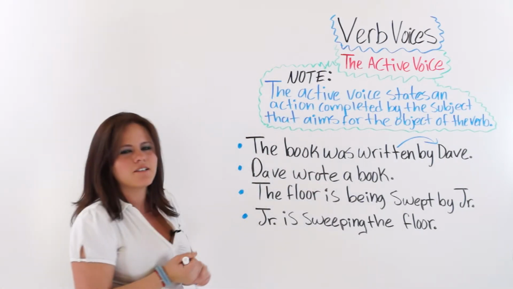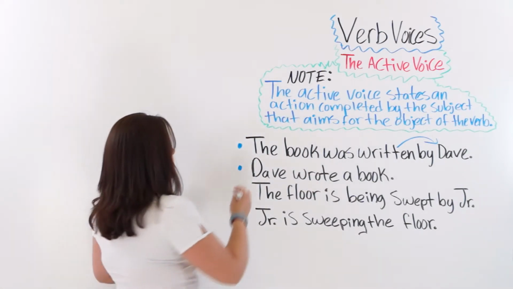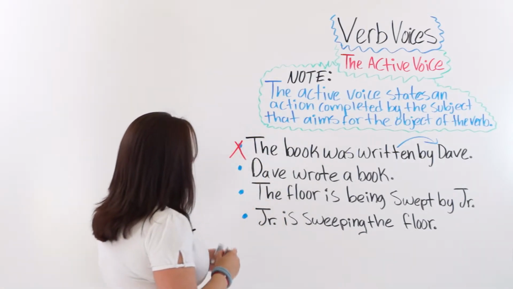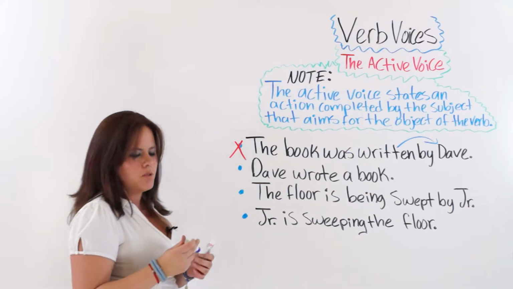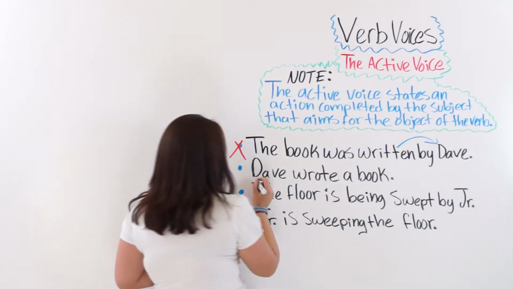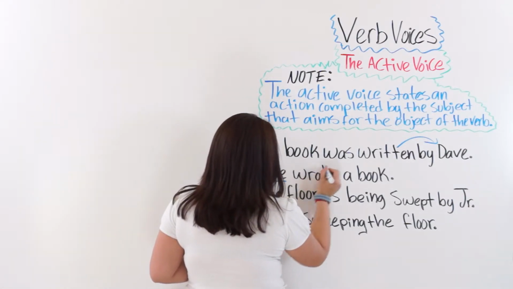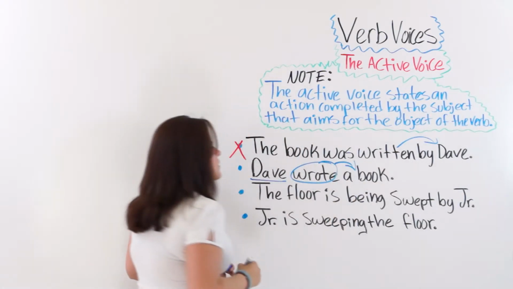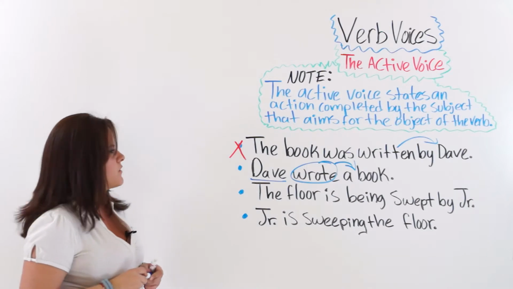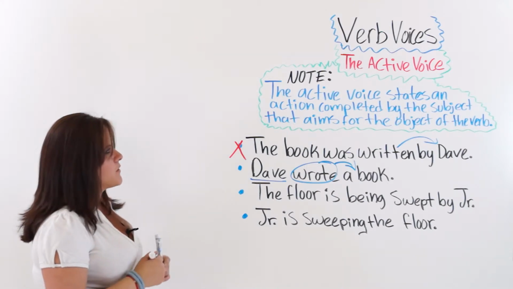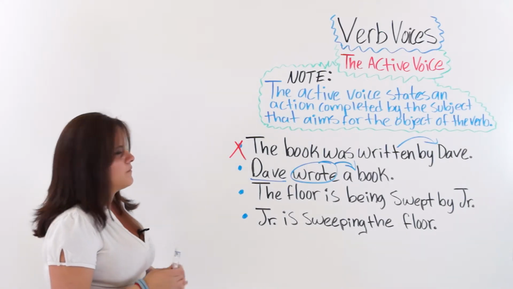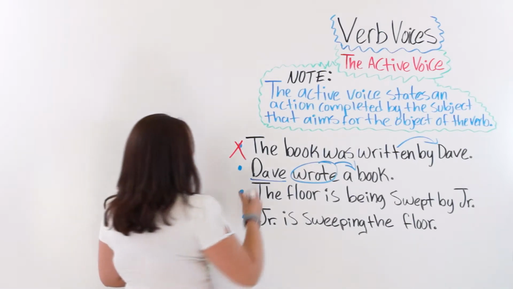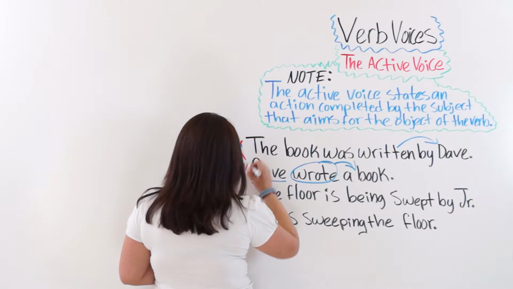No, it is not. It is the passive voice. So we are going to cross this one out. The next one says, Dave wrote a book. We have our subject here, our verb that is aiming for the object of the verb. So it is a very, very clear example of the active voice, right? So this one is correct.